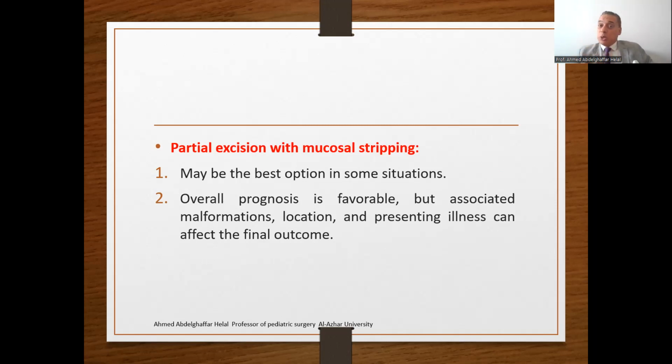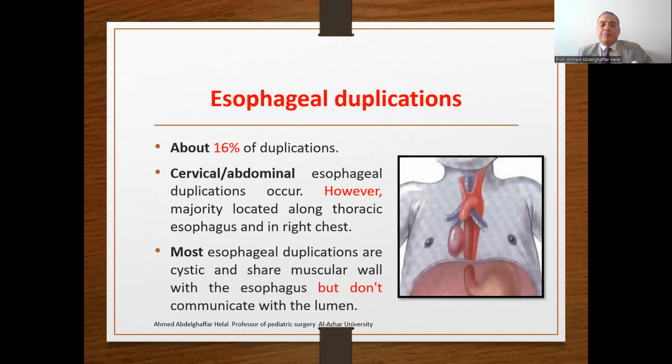Why do we remove the mucosa? Because this mucosa may contain ectopic or heterotopic gastric tissue producing bleeding. Also, there are some reports about the development of malignancy in these duplicated parts. We will speak about regions and classify the duplication by region.